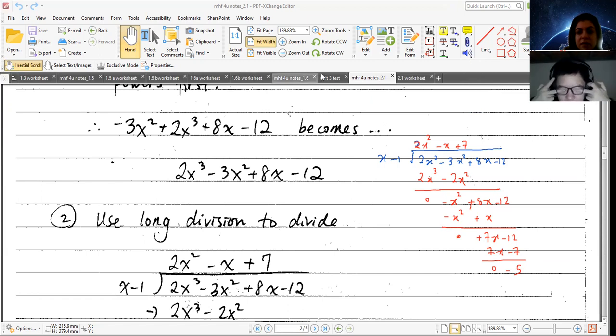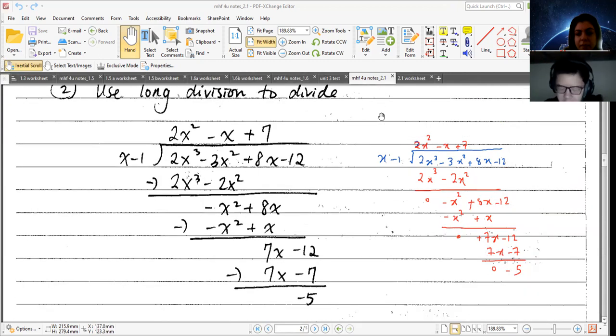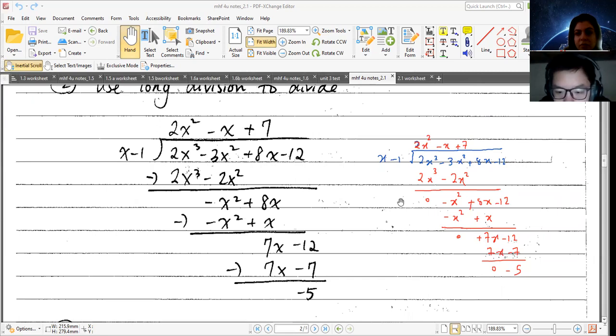I can rewrite this one in quotient form, okay? How do I write it in that form? Again, I know x minus 1 multiplied by 2x² minus x plus 7, plus the remainder, negative 5, is equal to what? 2x³ minus 3x² plus 8x minus 12.